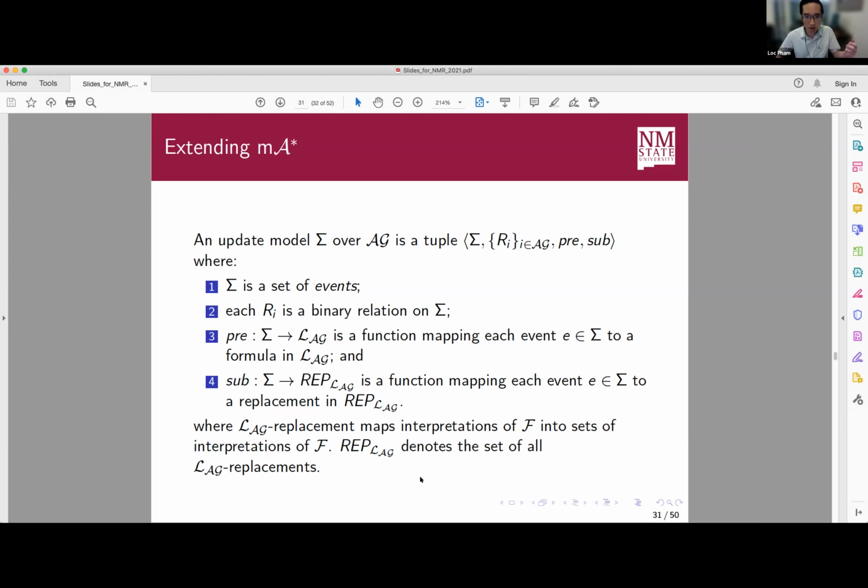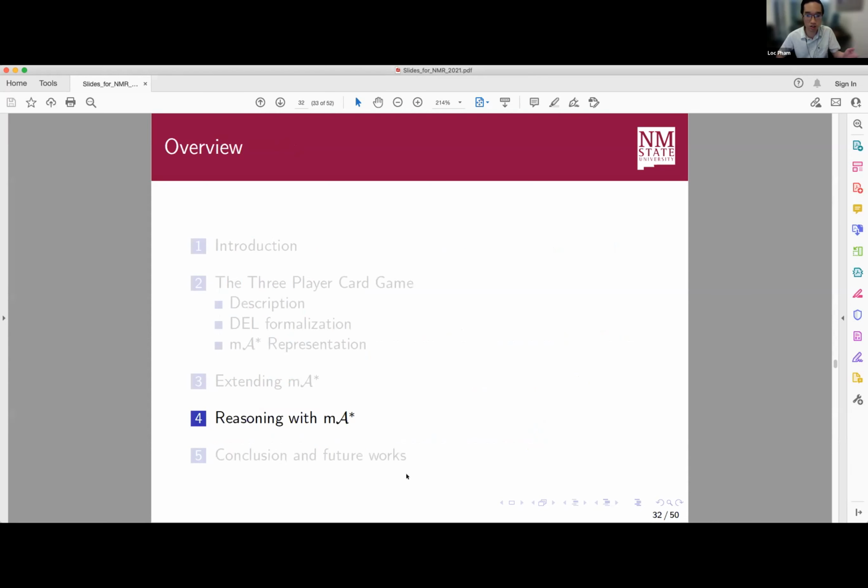So instead of mapping one interpretation to another one interpretation, we propose that a new update model can map an interpretation into a set of interpretations to handle the non-deterministic action in this case. So with this extension, now we can continue to reason about the game using MA star.